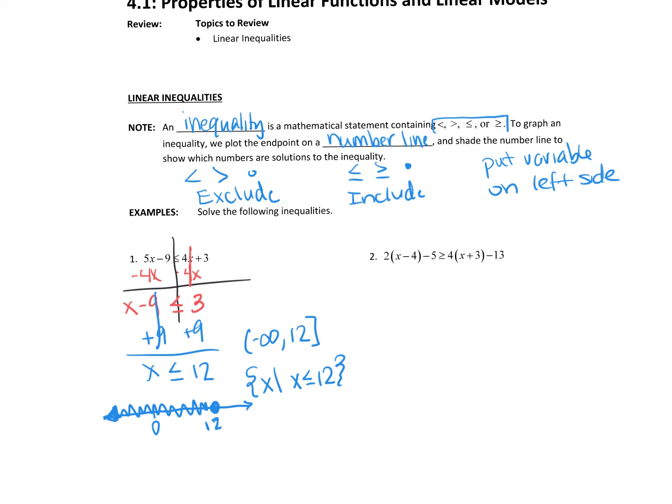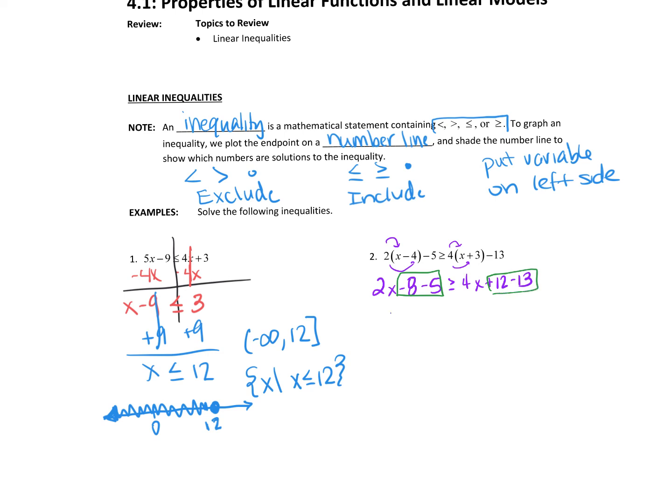Now, for the next one, again, same process. I want to put everything to one side, on the left-hand side. But before I can do that, I need to go ahead and distribute. So here's what I get. 2x minus 8 minus 5 is greater than or equal to 4x plus 12 minus 13. And remember, once we distribute, we can combine like terms. So I can combine these like terms here and these like terms here.